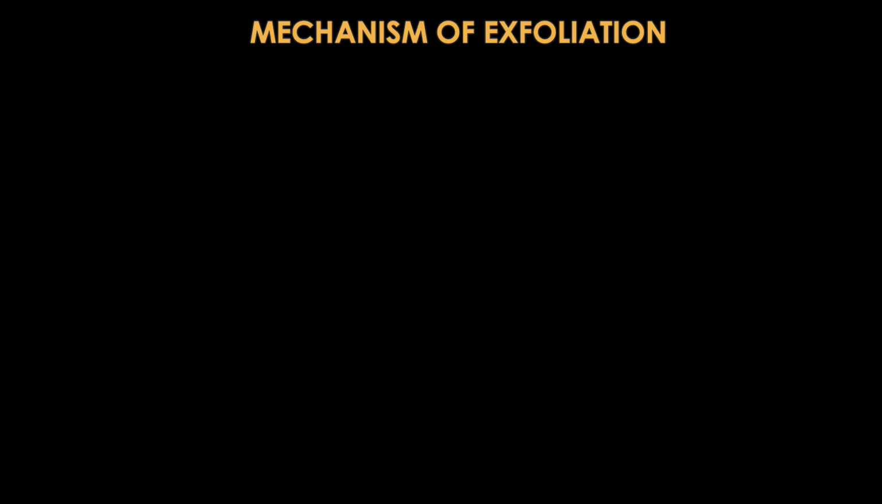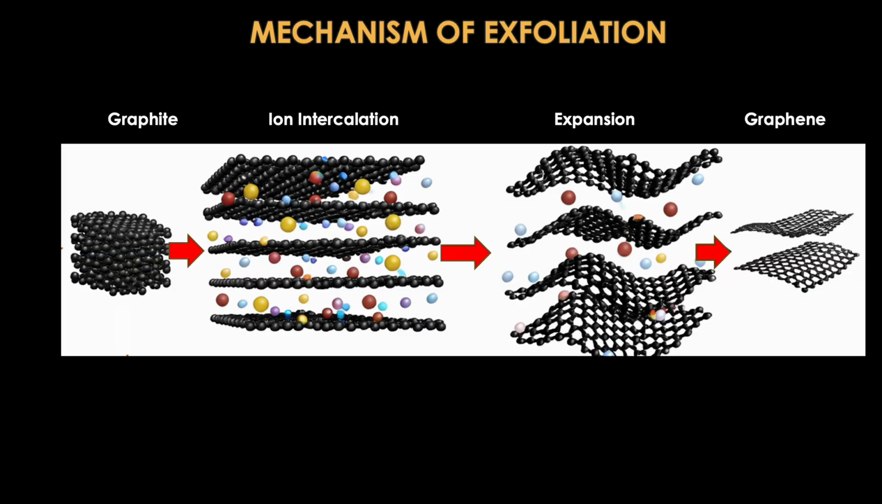First stage is intercalation. Under applied voltage, ions and solvent molecules insert between the graphite layers. This increases the interlayer spacing and weakens the van der Waals forces holding the layers together. Second stage is expansion. As intercalation continues, gas evolution and electrochemical reactions cause layer expansion. You can actually see the graphite swelling and breaking apart.